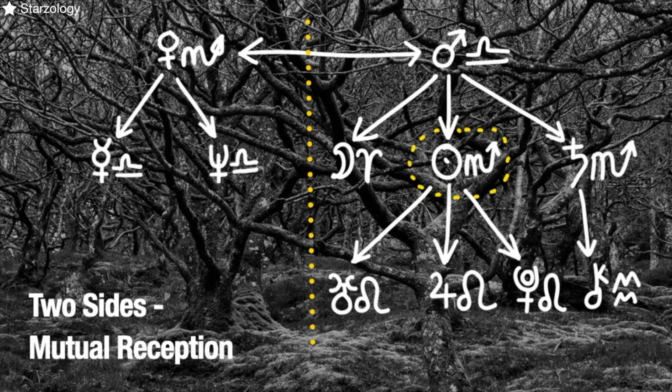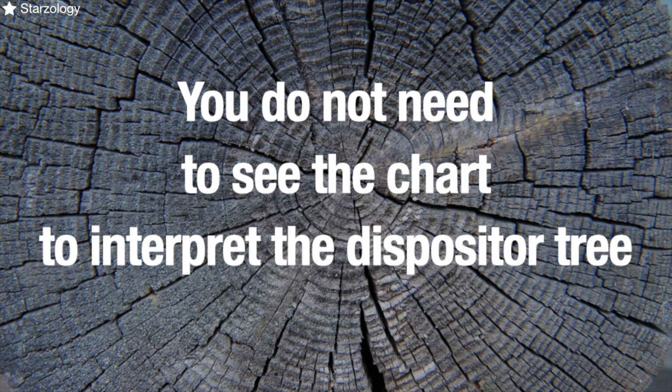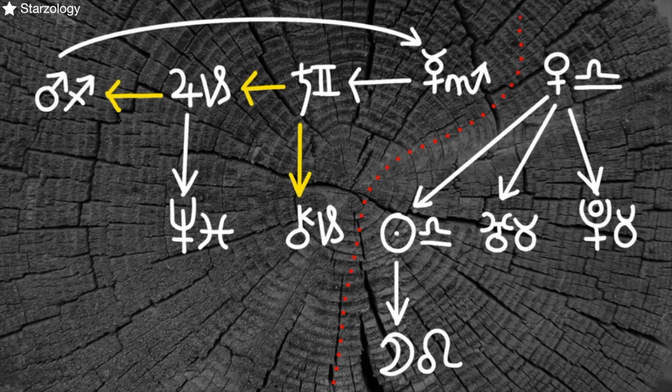So anyway, these are things you're going to consider when you're looking at dispositor trees to give you some insights into what is actually being said about the tree. So some other points are that you do not need to see the chart to interpret a dispositor tree, because now that you know how to interpret these trees and you know what you're looking for, flow of energy and what the planets represent in the chart, you could then see a tree such as this one, and you would actually then be able to say something about this person, that they have this committee on the one side.